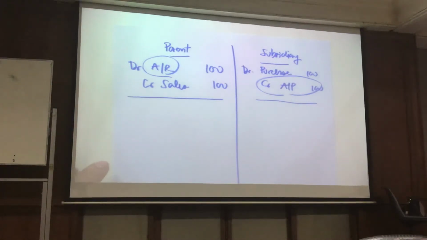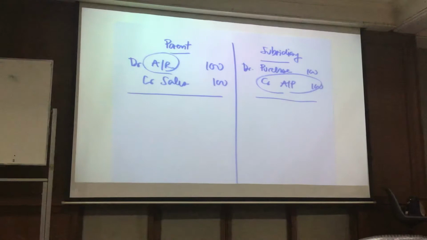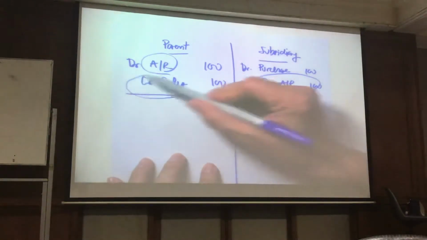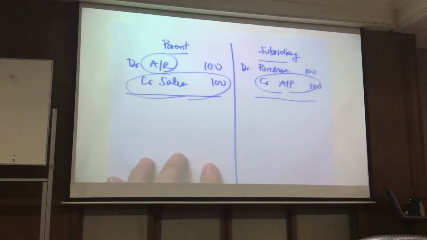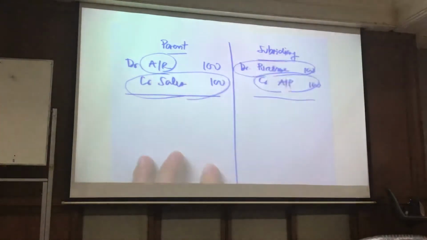This is not right to say, because the AR that should be reported on the consolidated financial statement should be the right to get money from the third party. So my job is to eliminate them, to get rid of them from the consolidated financial statement. Look at the income statement: I make a sale of 100, and make a purchase of 100 from the subsidiary.